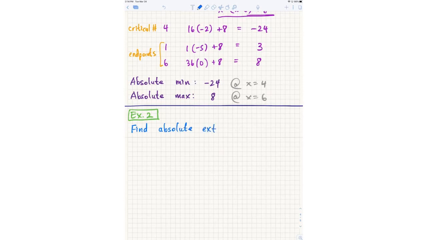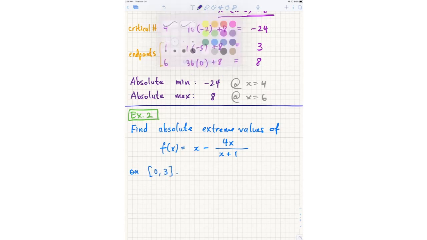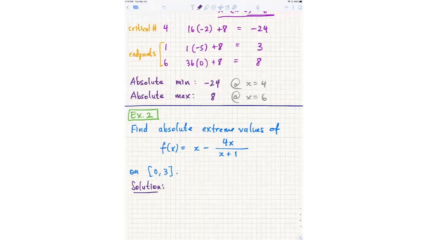All right, find absolute extreme values of f of x equals x squared plus 4x over x plus 1 on [0, 3]. So again, I'll give you a few minutes. This problem is slightly more difficult than the previous one.